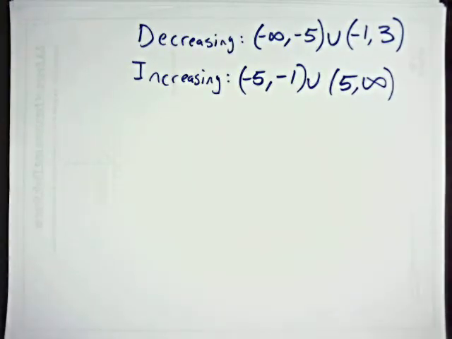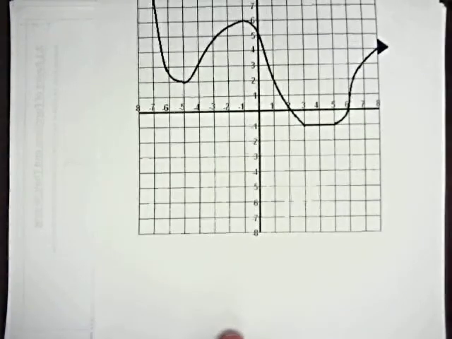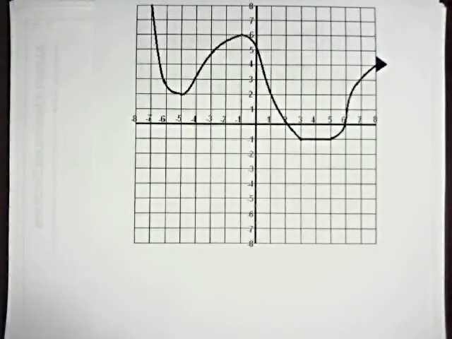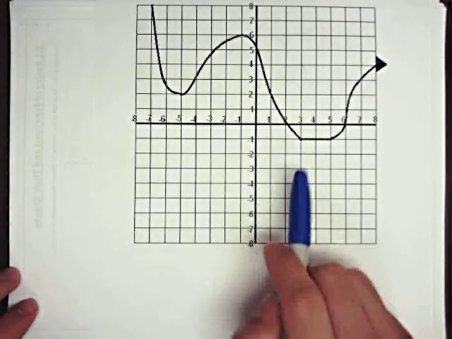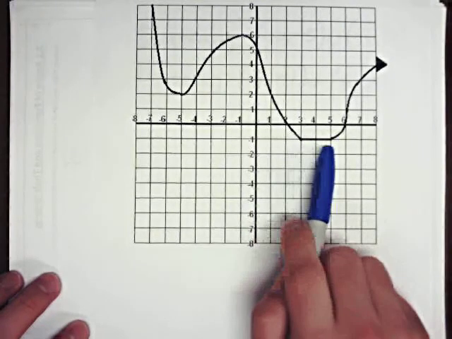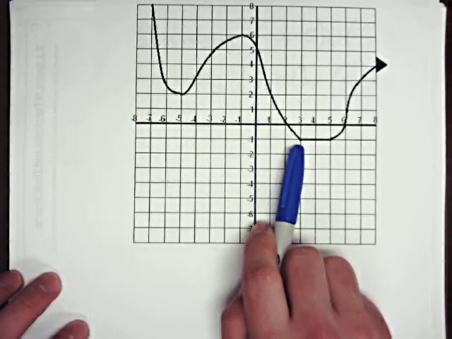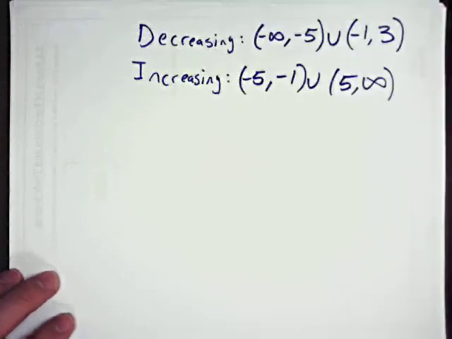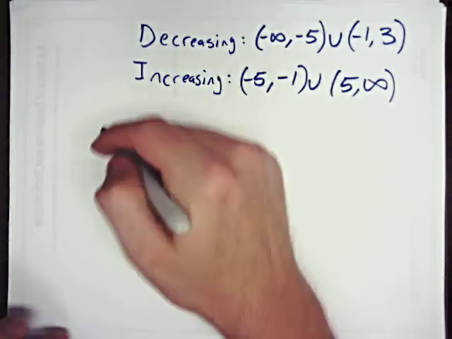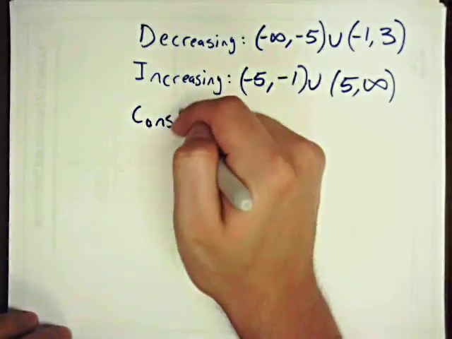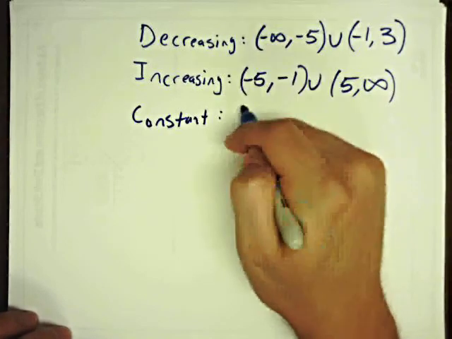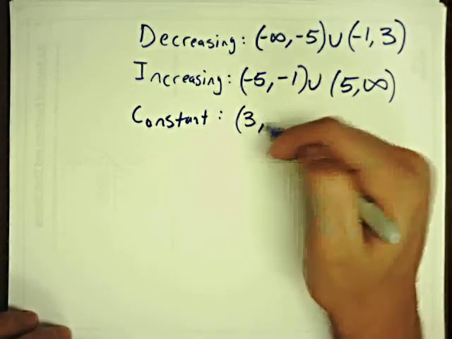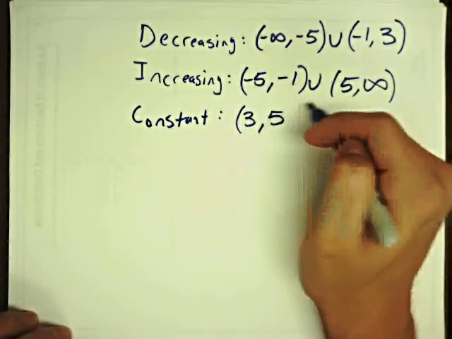The last thing is to identify where our function is constant. So the function is constant when the graph is flat, and that's occurring right here. So that's happening between x equals 3 and x equals 5. So the graph is constant starting at x equals 3, ending at x equals 5.